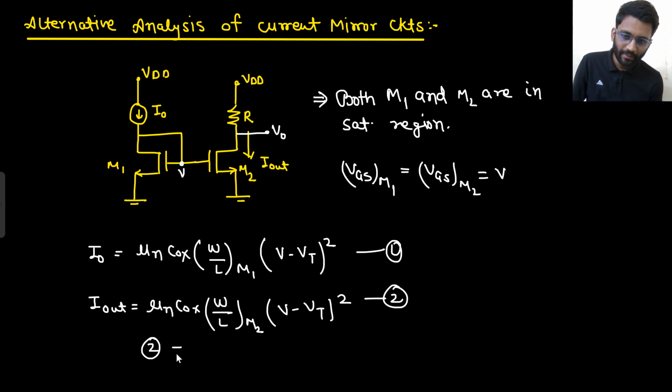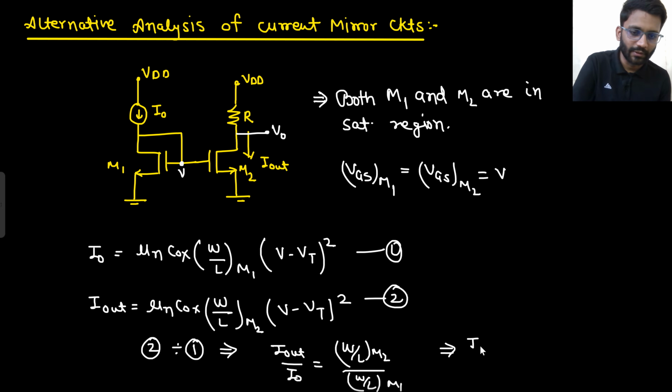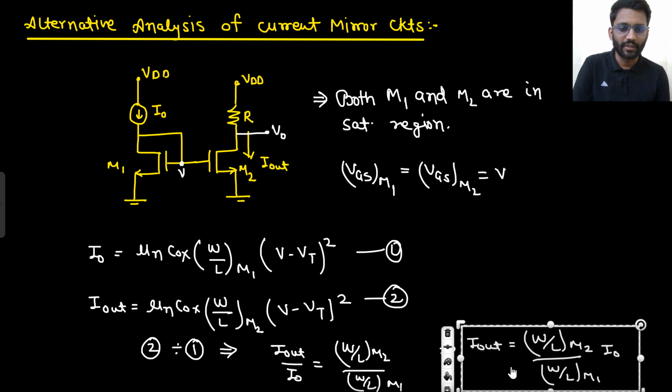So equation 2 divided by equation 1. What do you get? I out by I naught equals W by L of M2 divided by W by L of M1. So from here, what do you get to know? Your I out is equal to W by L of M2 divided by W by L of M1 into I naught. That's it. So the current that is copied depends on that W by L ratio only.